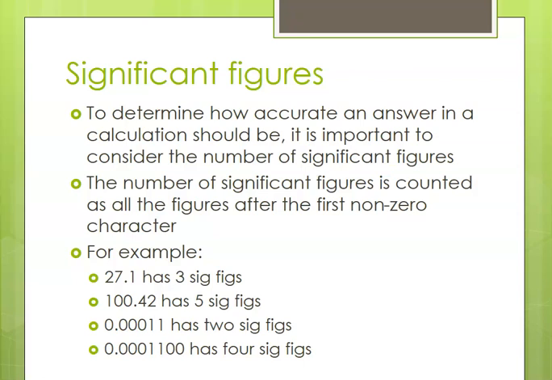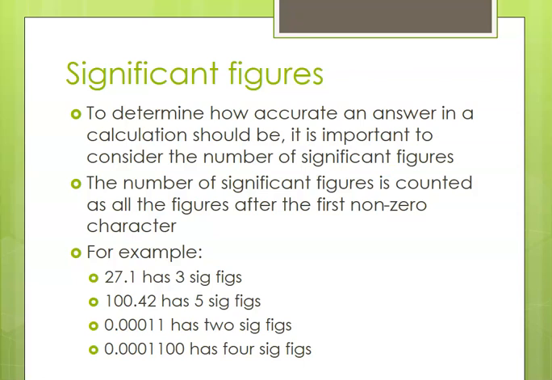27.1, you can see it's got 3 sig figs. 100.42, you can count it's got 5. The next one down, 0.00011, has 2 sig figs because we ignore those first zeros. All the zeros on the left we can ignore because they're just placeholders. But if you look at the bottom example, 0.0001100, the last 2 zeros are actually significant because they're representing a degree of accuracy. They're not placeholders, they're showing accuracy.